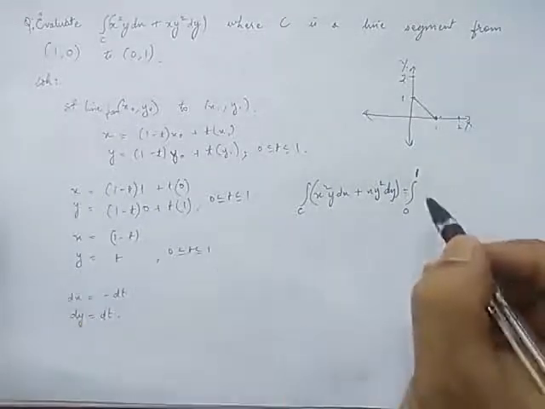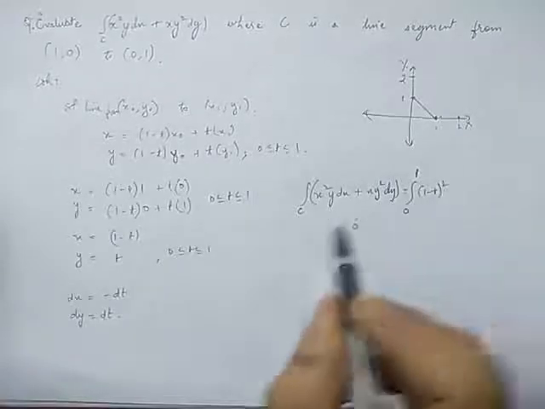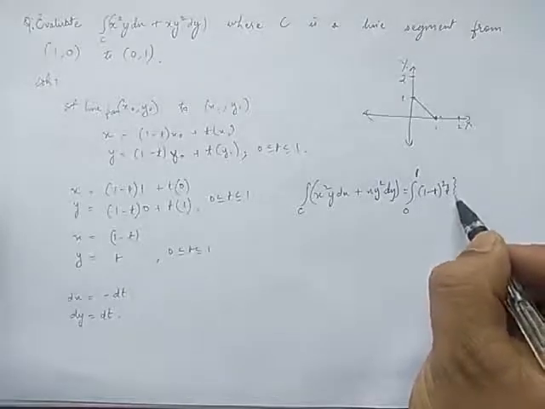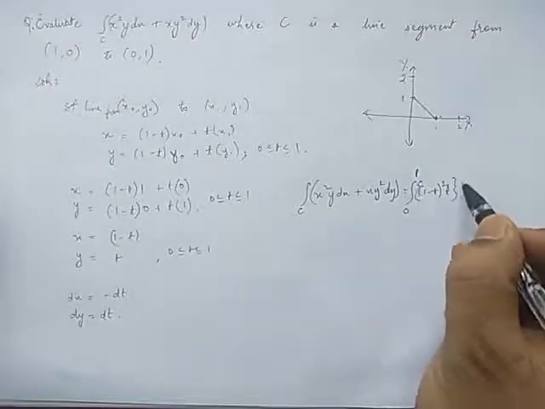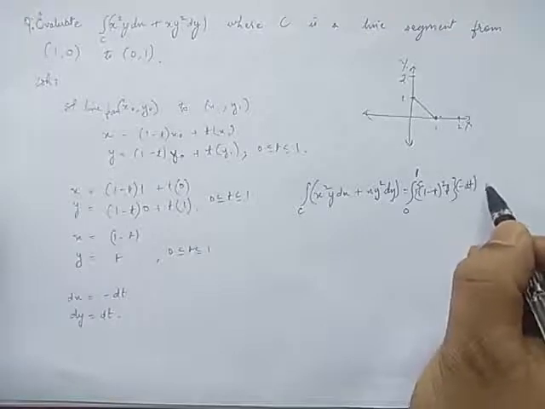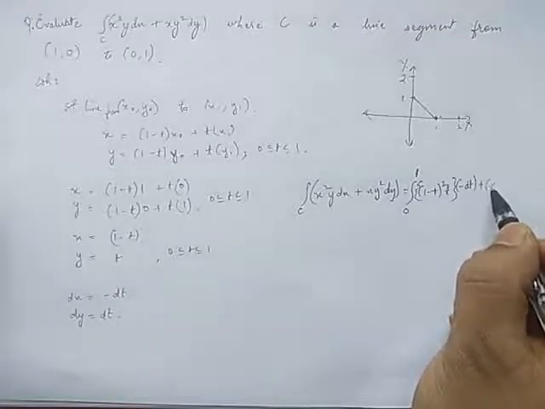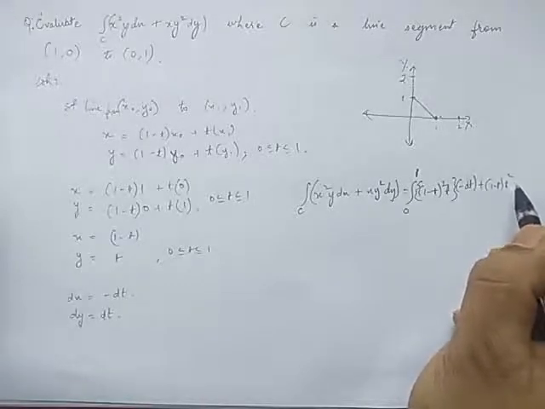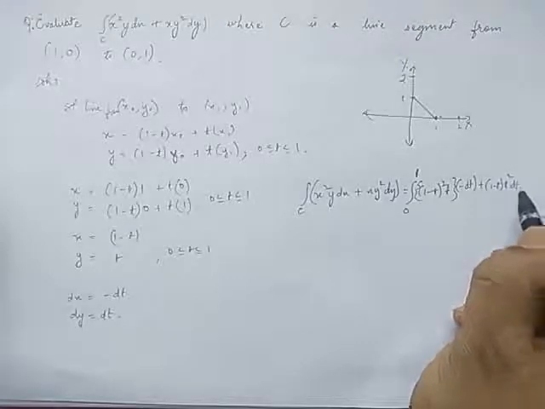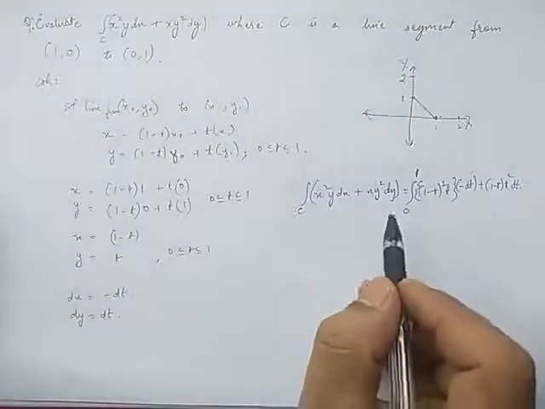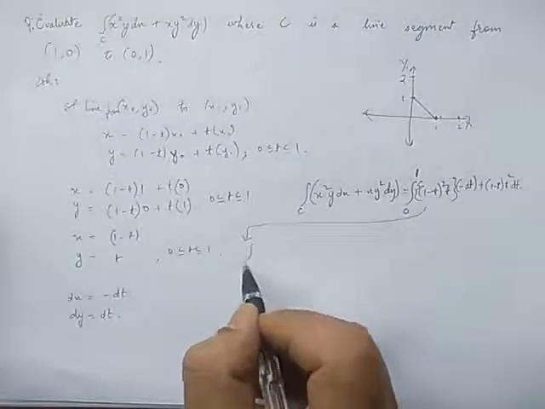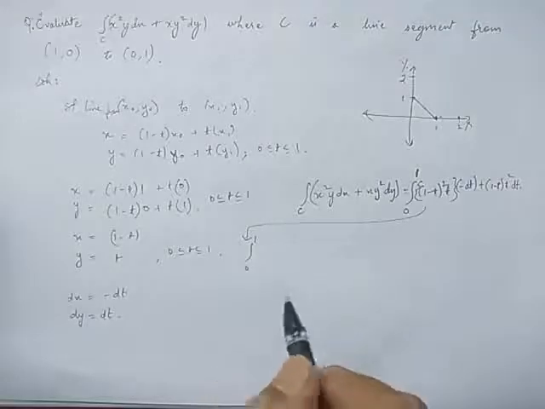So my x squared will be (1 minus t) whole squared. My y will be t. My dx is minus dt. And next, my x is 1 minus t, my y is t, so I have y squared, and dy is dt. So this can be put as the integral from 0 to 1.